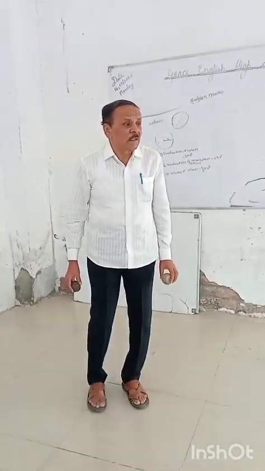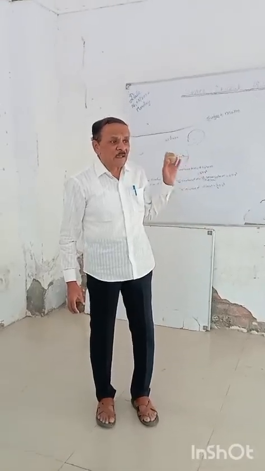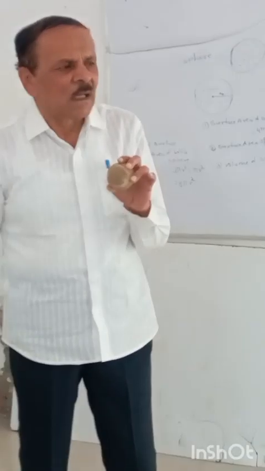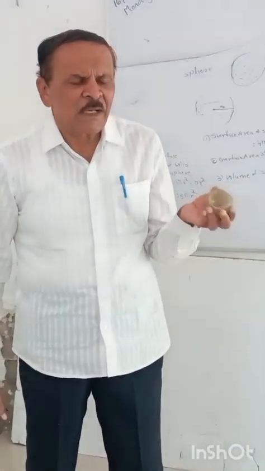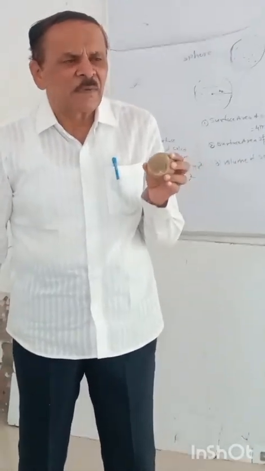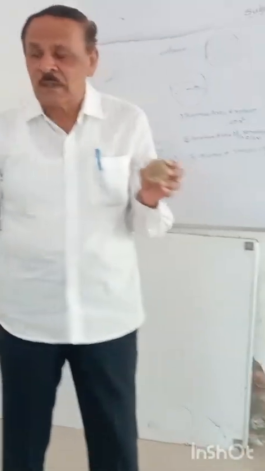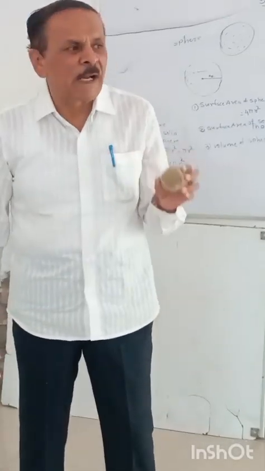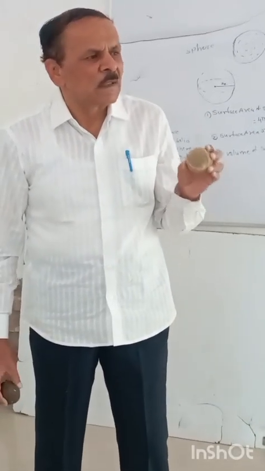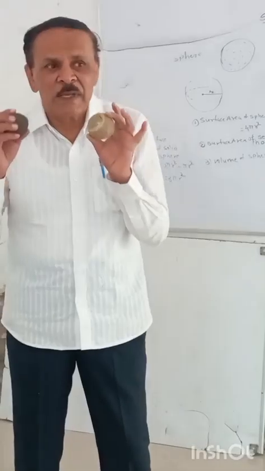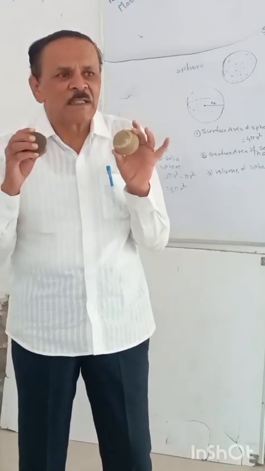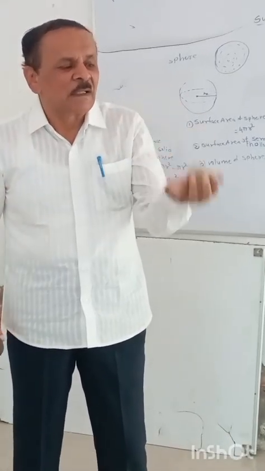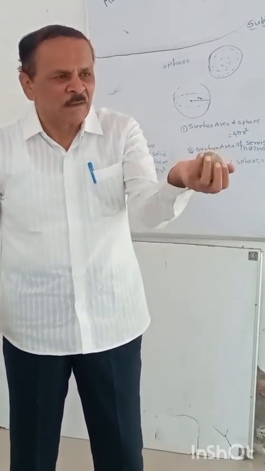Students, we are learning mathematics of standard 9. I have already told you the name of the chapter, that is surface area and volume. We have done different surface areas and volumes of cube, cuboid, cone, and cylinder. But today you should pay attention, because today we are learning about the sphere. This is a sphere, a complete sphere.